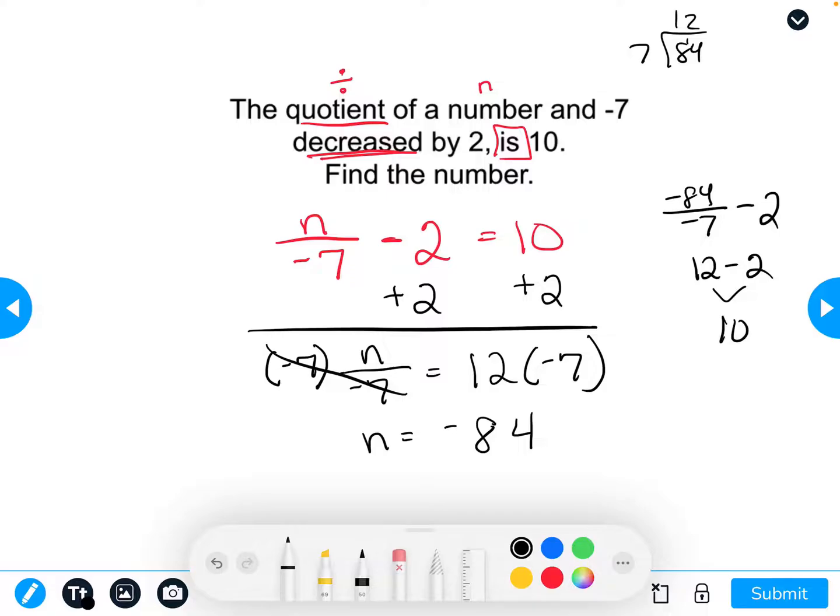So if you get a different answer when you do your check, which could happen, either your check is wrong or you did something wrong in your problem. So the number is negative 84.